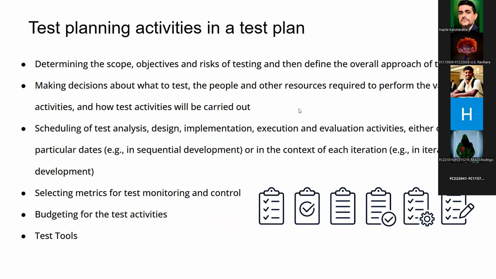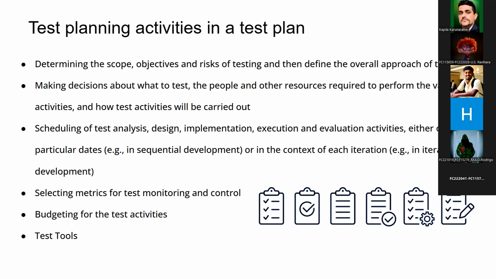Basically, there are certain activities that we need to perform. One key thing is we need to determine our scope, objective, and the risk of the testing. Identifying the risk of the testing will help us to identify the test strategy. That will be a key part of it.